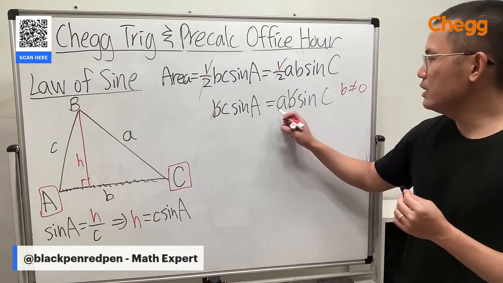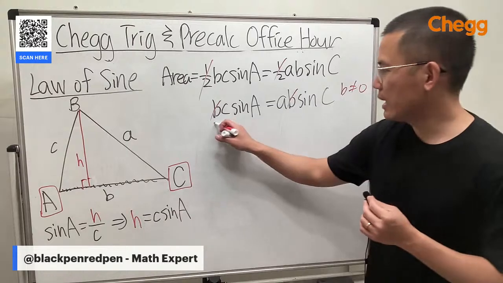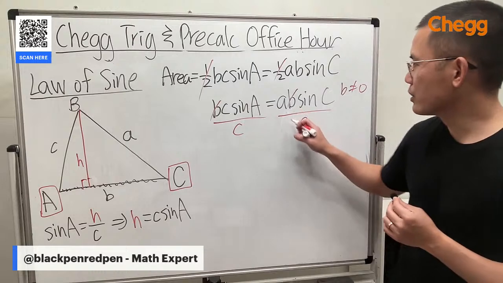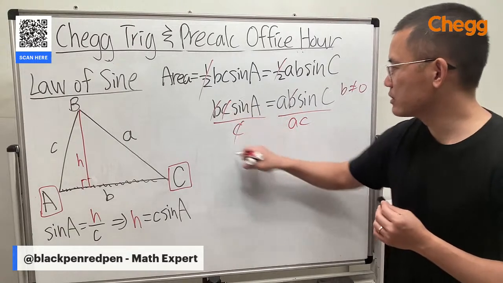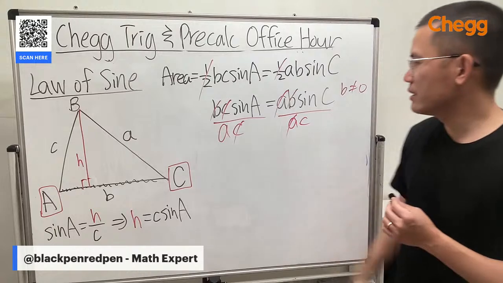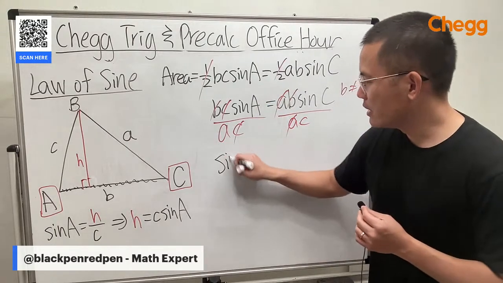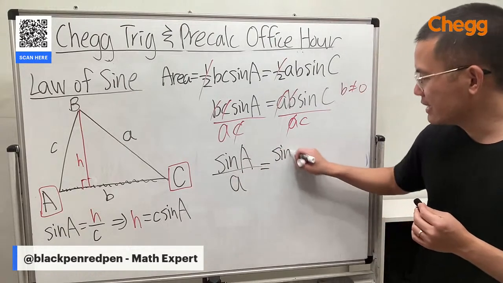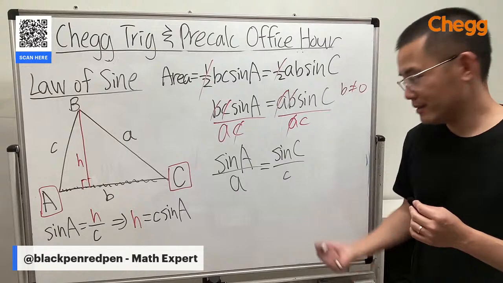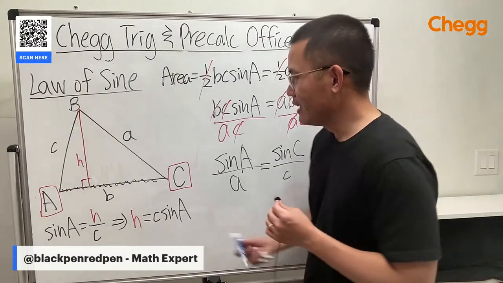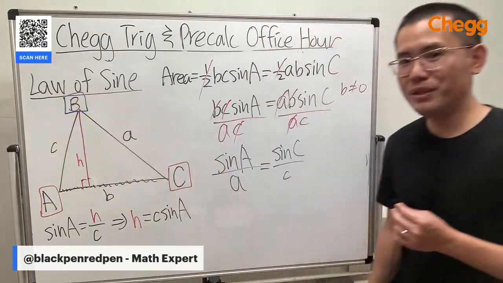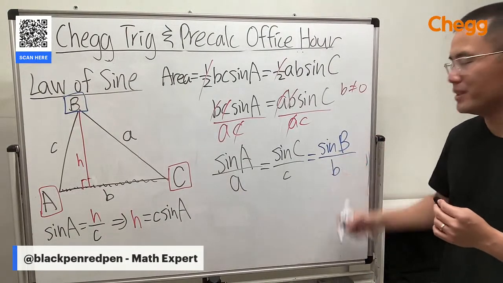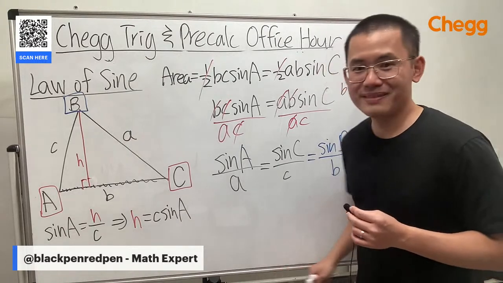C times sine A equals A times sine C. Depends how you like it. You can divide both sides by C, and then you can also divide both sides by A. So C and C cancel, A and A cancel, so I'll divide by A right here. So here, ladies and gentlemen, sine A over little a equals sine C over little c. Of course, we could also have done that with the angle B, and you will end up with sine B over little b. And that's the law of sine.